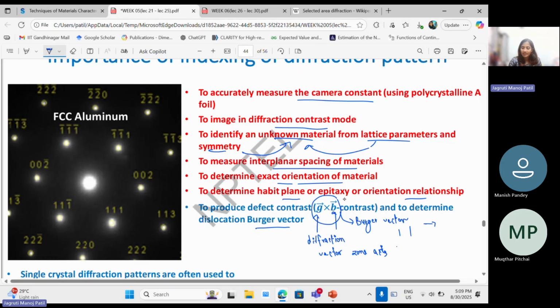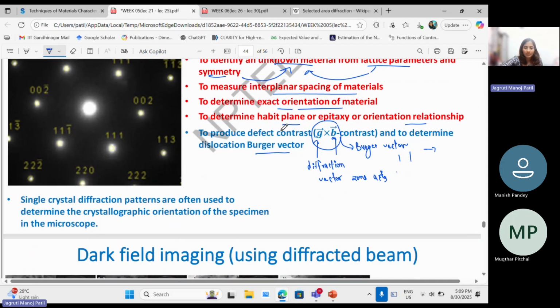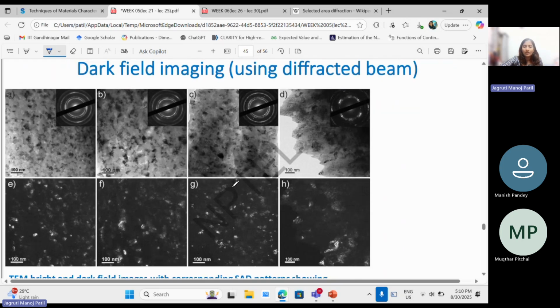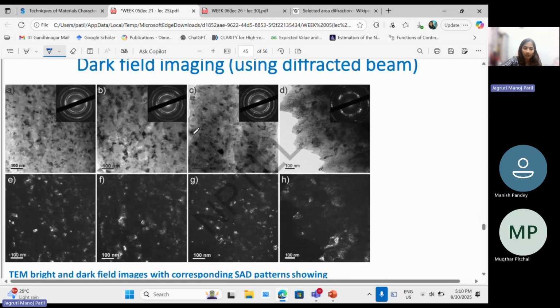If it is zero, then we say that, okay, the dislocation is there, so the dislocation is the one that is diffracting. If it's non-zero, then we say that it's not present over there. So you already know what dark field imaging is. When do we see dark field imaging? When the direct beam is not allowed to pass through the aperture, and we adjust the aperture in a way that only our diffracted beam is passing through, right?